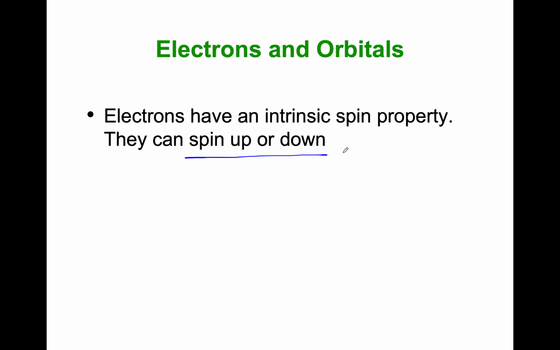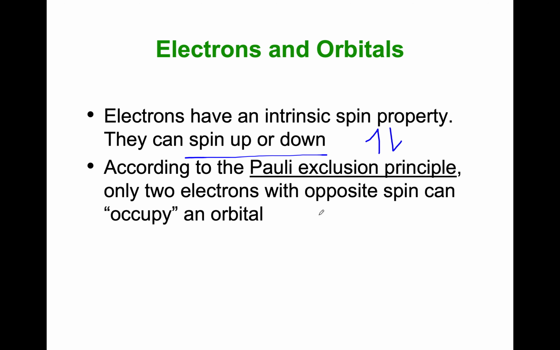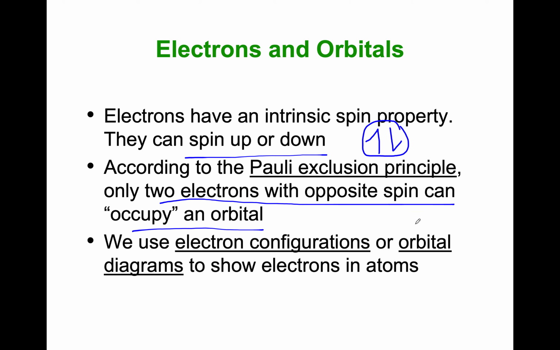We're going to draw electrons as either an arrow up or an arrow down. This is the spin. So, some terminology. We can see that the Pauli exclusion principle says only 2 electrons of opposite spin, you see how I'm matching those up, can occupy an orbital. Okay, so this is going to help us later when we talk about where these electrons are.